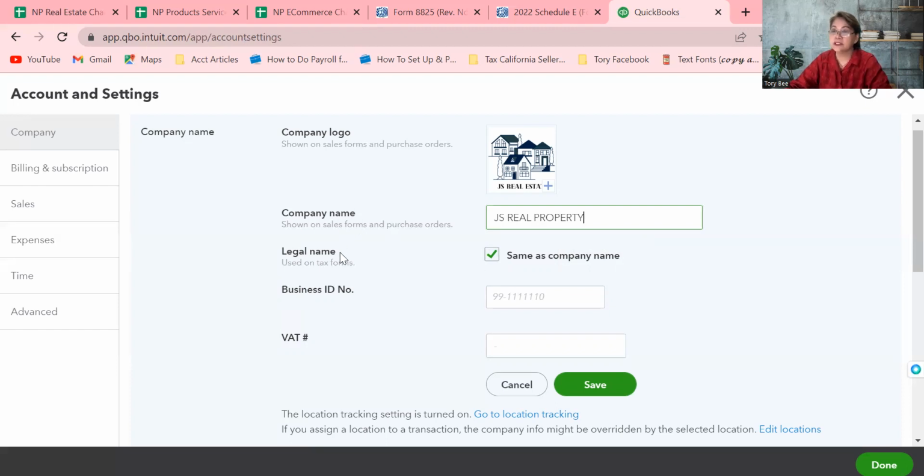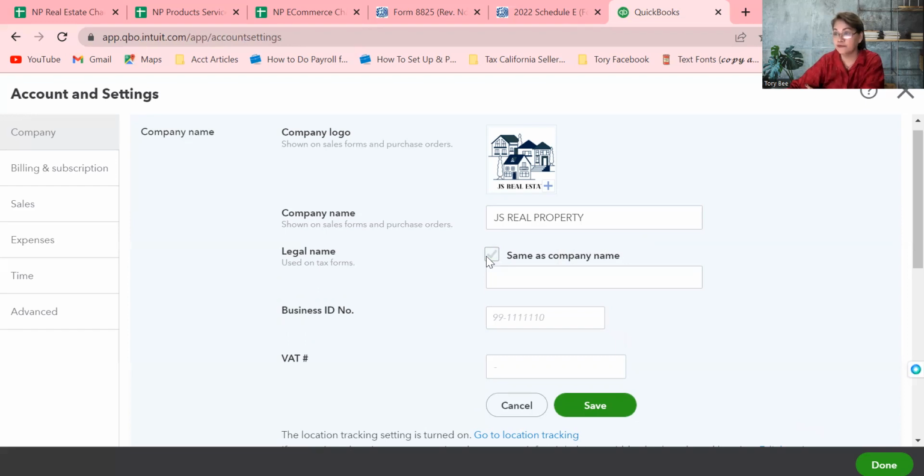Sometimes the legal name and the company name are not the same. If it is not the same, then you will have to have another name. But for now, to make our life easier, let's click it.